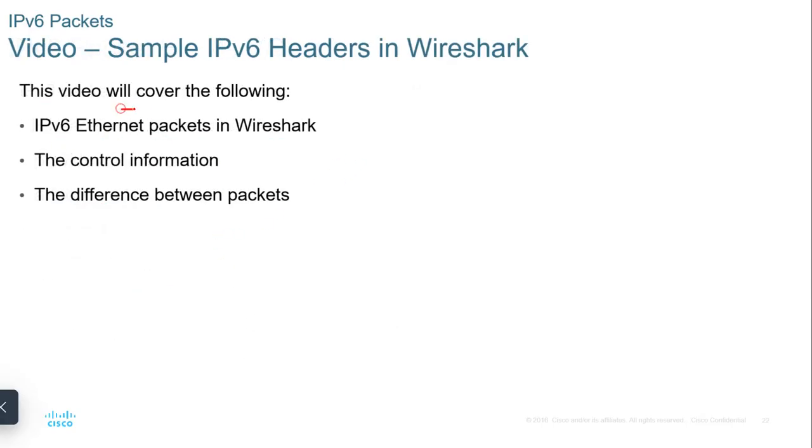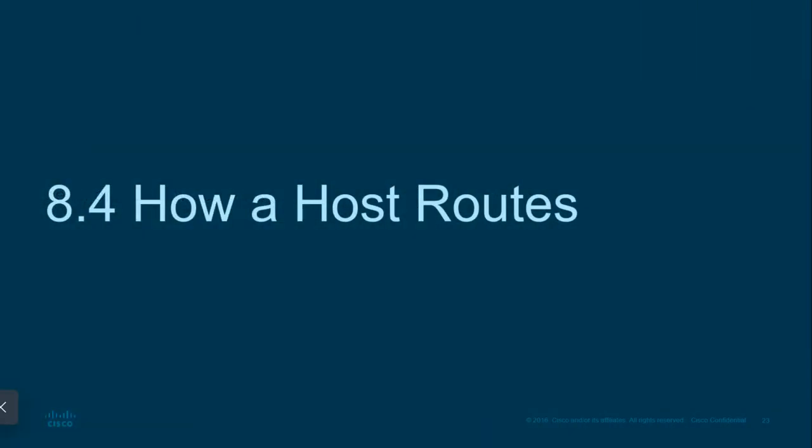The video here will cover the following: the IPv6 Ethernet packet in Wireshark, then the control information, and then the difference between the different packets.